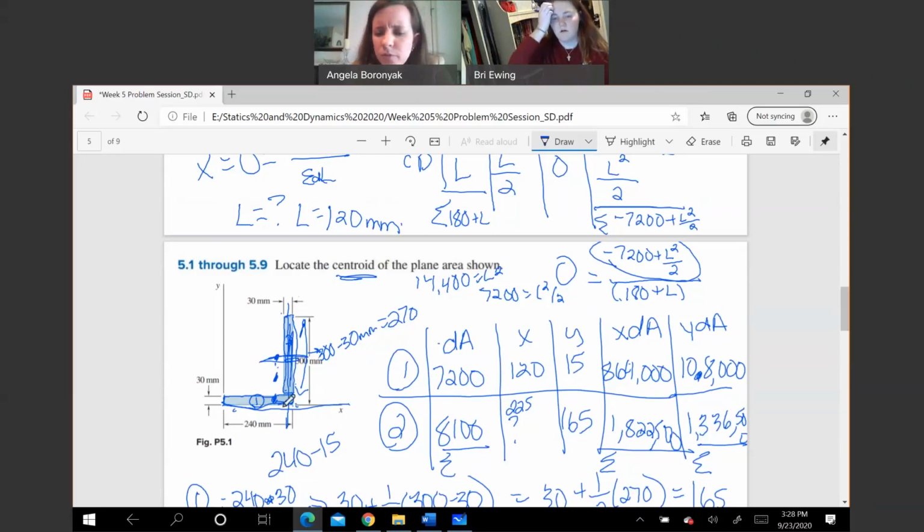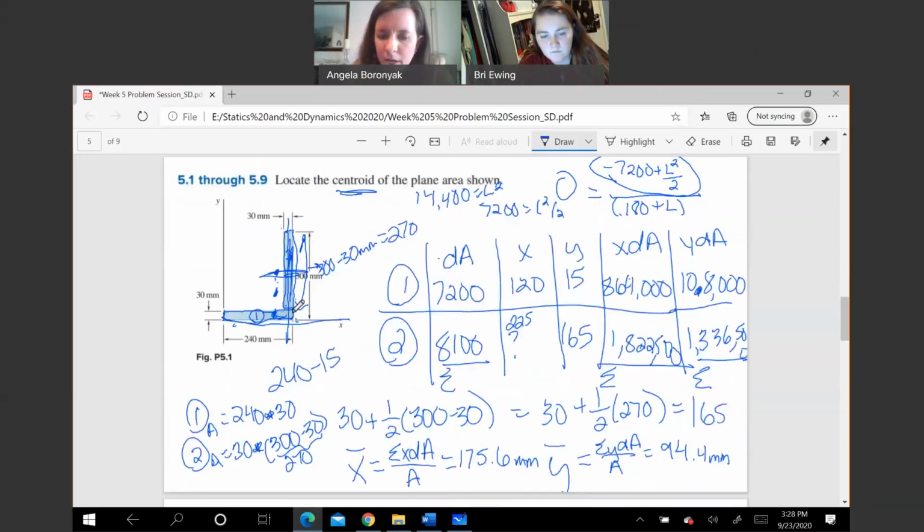The Y for the first one was 15, but for this one, it became 165. How did I get that? I did 30, because I had to go 30 up for my part 1, plus half of this Y distance. That total Y distance we said was 270, 300 minus 30. So half of 270 is 135, and 30 plus 135 is 165. Okay, that makes perfect sense. I wasn't even paying attention to the axes, and I got confused because I was writing everything down. That makes sense.